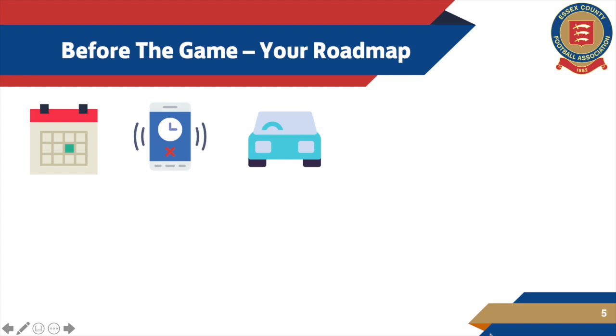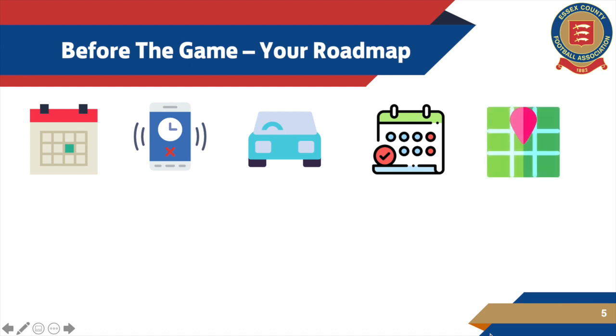So check you can get to a game before you actually accept it, which is where this next icon comes along, where you then go back and you accept that appointment. And it goes into your diary, into your calendar, your phone, whatever it might be, so you're ready for that game ahead. We've then got your route.